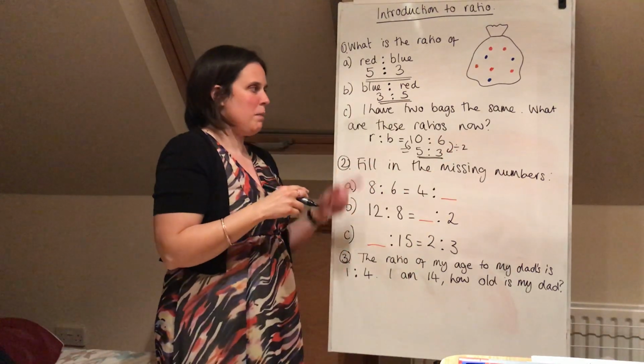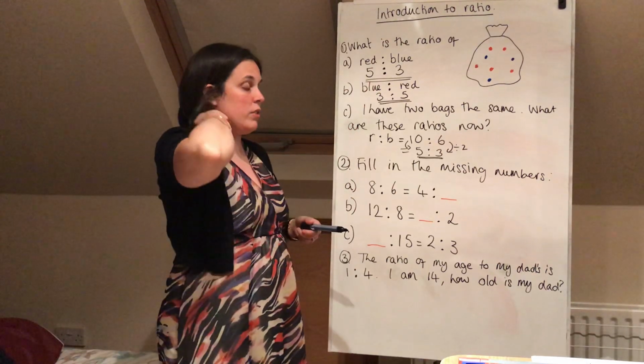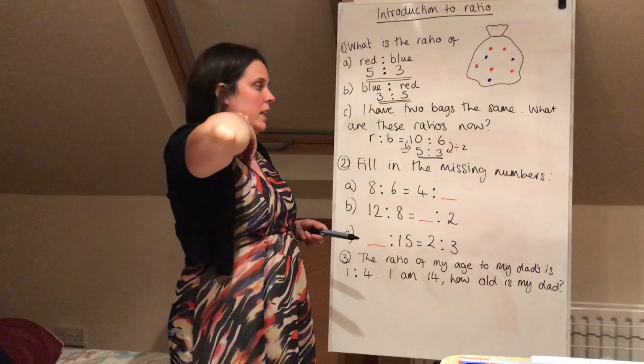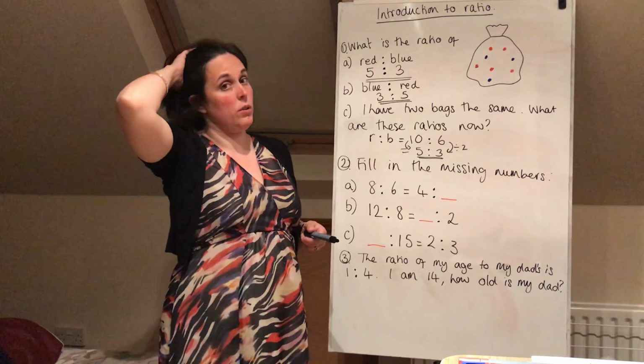So actually it's a bit of a trick question because the ratio stays the same. The ratio itself doesn't change. All we're saying is that for every 5 red counters there are 3 blue counters.